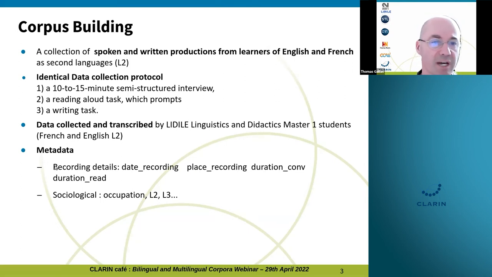The corpus also includes metadata. We have recording details such as the date of recording and so on, but we also have sociological information about the speakers, their occupation, their second language, their third language, and their native language. We know which countries they have visited. We have their date of birth. All of this information is, of course, anonymized to be compliant with the GDPR, and we do have a copy, but on a private drive, of personal information. But I should say, in fact, the corpus is pseudonymized rather than anonymized, because we can always trace back who actually said something. But what is public is pseudonymized.